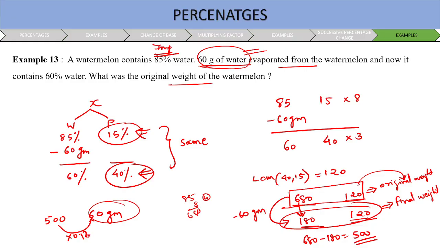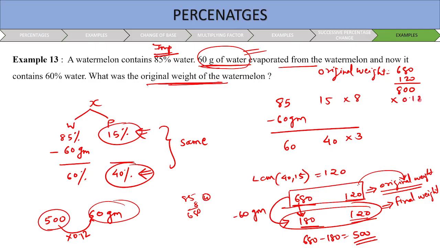If I am multiplying this 500 by 0.12, I have to multiply my original weight also by 0.12 to get to my answer. So from the numbers, my original weight is how much? 680 plus 120, which is 800. And this 800 I will multiply with 0.12 to get my final weight as 96 grams. Hence, the original weight of the watermelon was 96 grams.